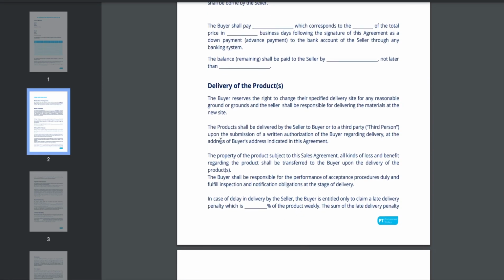The delivery of the products. This part addresses the delivery process. It grants the buyer the right to change the delivery location under reasonable circumstances. It also states that ownership of the product transfers to the buyer upon delivery. The buyer is expected to perform acceptance procedures during the delivery. If the seller fails to deliver on time, there's a penalty clause, specifying the late delivery penalty in terms of a percentage of the product's value.